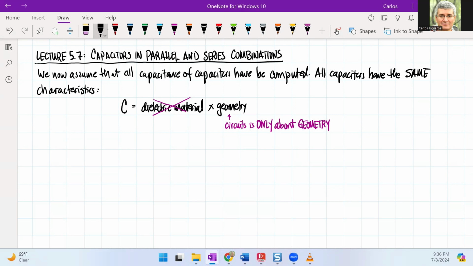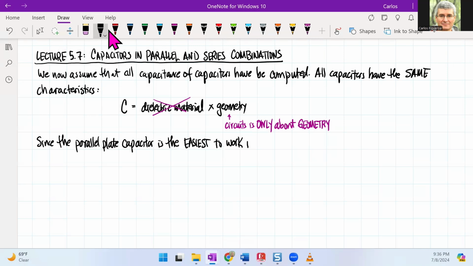So the easiest capacitor is the parallel plate capacitor. Since the parallel plate capacitor is the easiest to work with, this is our go-to capacitor.